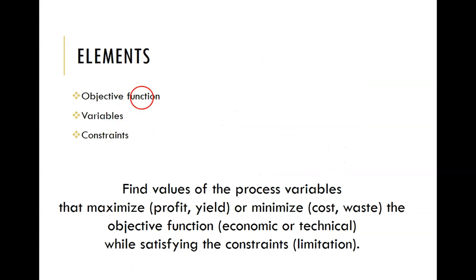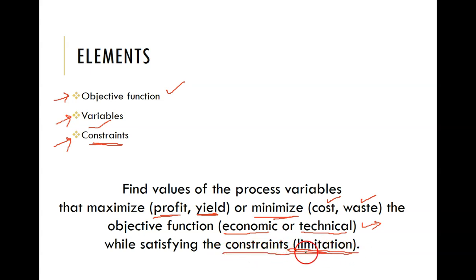Now there are three recipes or elements in an optimization: objective function, variables, and the constraint. Our main idea in optimization is to find out the values of the process variables that maximize, it could be your profit, or the yield of the chemical reaction, or minimize. In minimization we can work to minimize the cost, or to minimize the waste of the chemical plant. The objective function could be of two types, economic and or technical, I will explain in the next slides, while satisfying the constraints. What are the constraints? These are the limitations within our process systems.